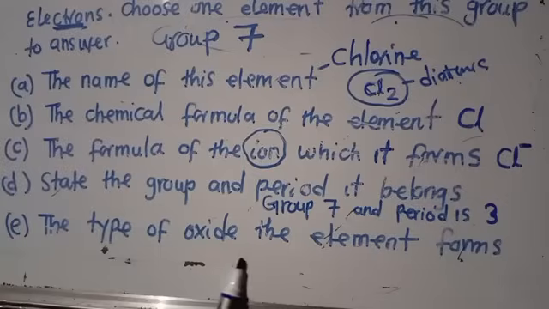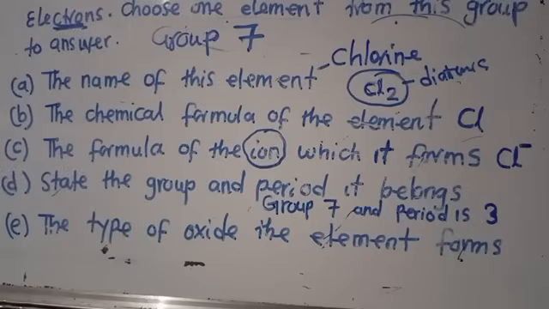What type of oxide does the element form? This one, we are talking about chlorine. That's why I said that you pick common ones. If you are answering questions and you don't know what is down, it is better you just pick the common ones that we use in chemistry, like chlorine, which is mostly used. So what type of oxide does chlorine form?